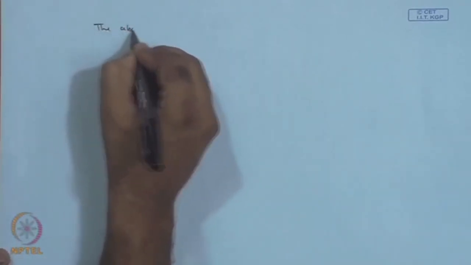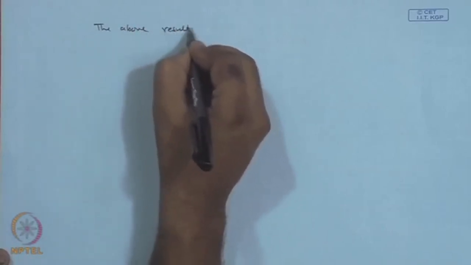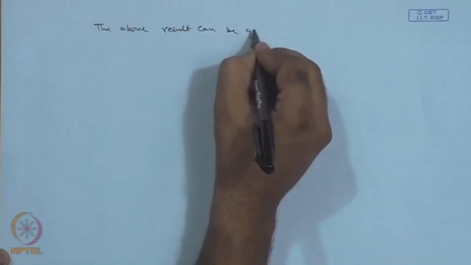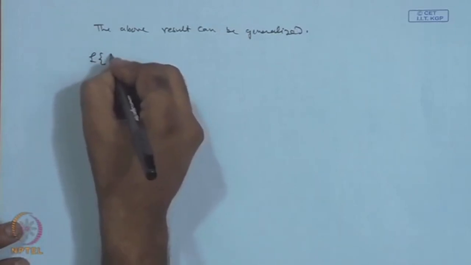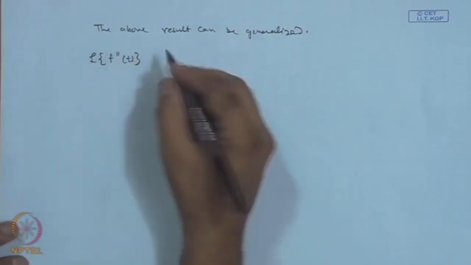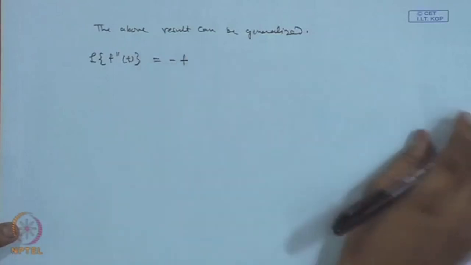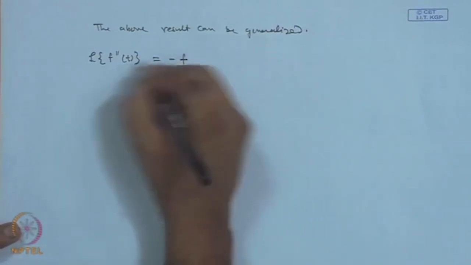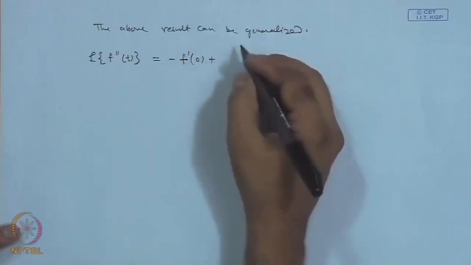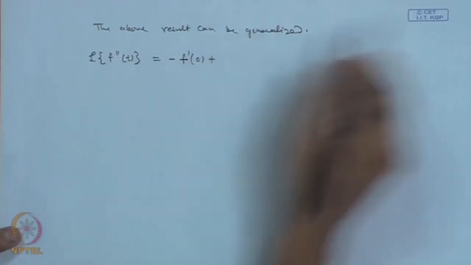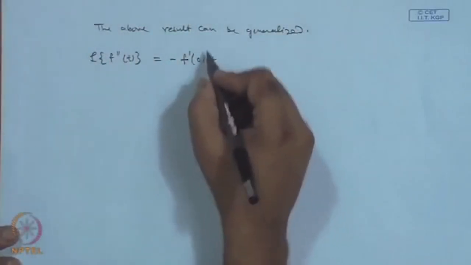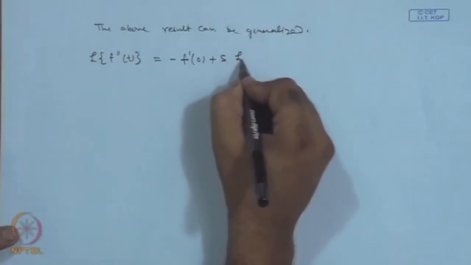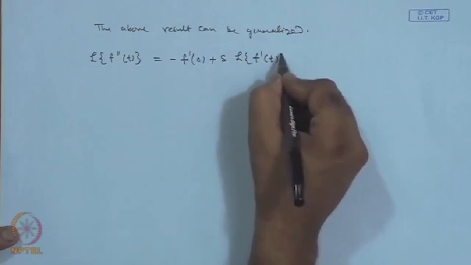One more remark: this result can be generalized to higher order. If we want the Laplace transform of the double derivative, then as per the first derivative result, we have minus f prime at 0 plus s times the Laplace transform of f prime t.